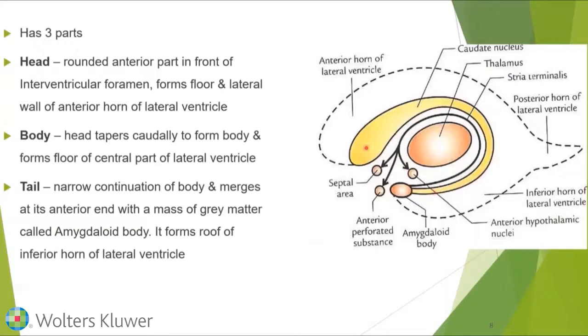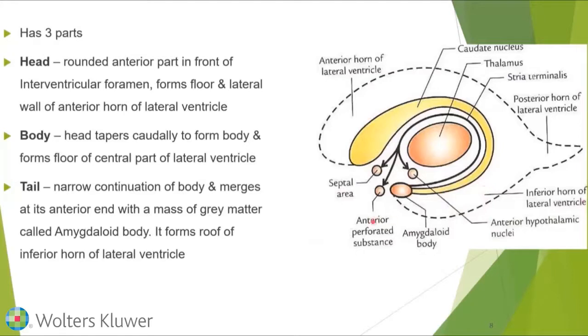The head is the rounded anterior part in front of interventricular foramen, and forms the floor and lateral wall of anterior horn of lateral ventricle. The head tapers caudally to form the body, and the body forms the floor of the central part of lateral ventricle. The body further tapers down, narrows, and merges at its anterior end with a small mass of grey matter known as amygdaloid body. The tail forms the roof of inferior horn of lateral ventricle.